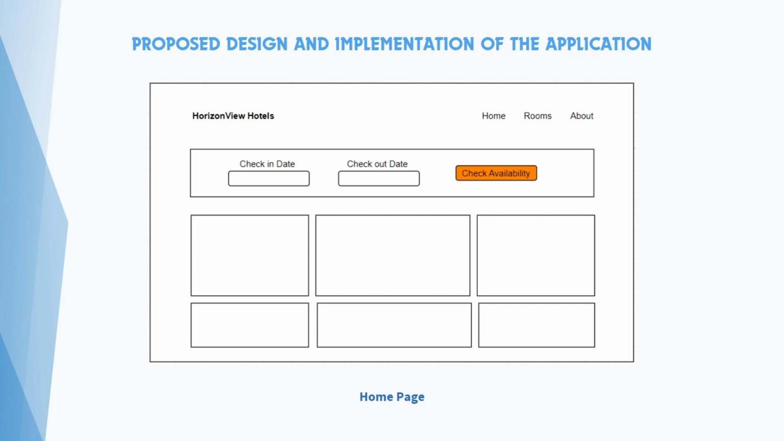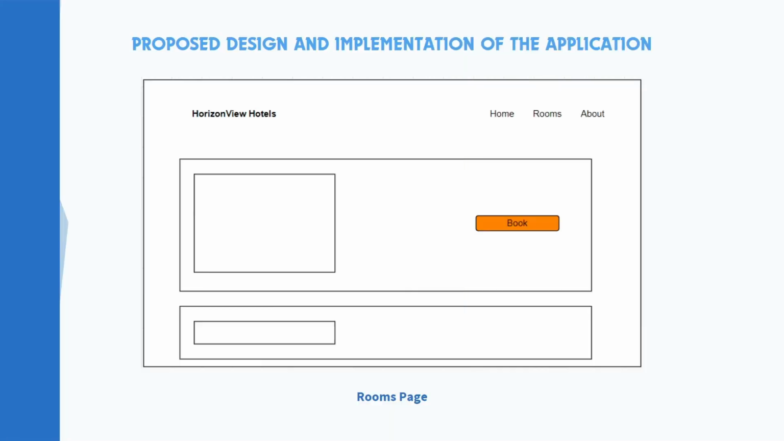So below the selection, there are placeholders for displaying available rooms. Users can view the details of each room and choose the one that best suits their needs. So the top navigation bar includes links to the home, rooms and about sections, making it easy for users to navigate through the website.